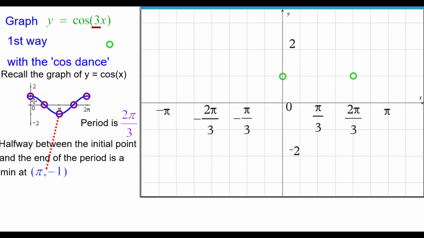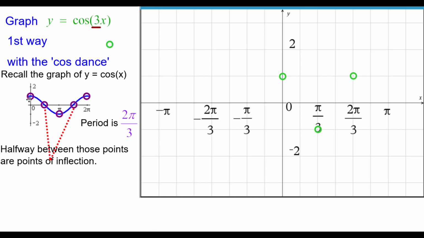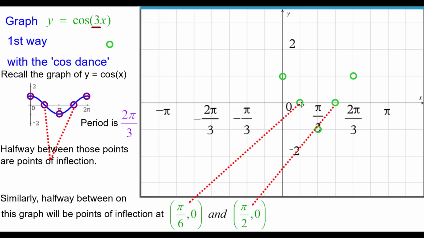Halfway between the two maxes is a minimum. And normally it's at pi, negative 1, but we got to go halfway between these 2 points, and that's going to be pi over 3, negative 1. The y coordinates are the same, the x coordinates are the ones that are changed. Halfway between the max and min is a point of inflection here and a point of inflection here. So look where halfway in between those would be. And those would be at pi over 6, 0, and at 3 pi over 6, 0, which is also pi over 2, 0.